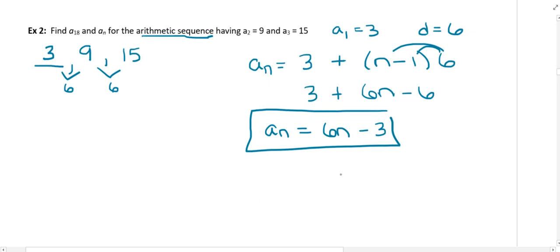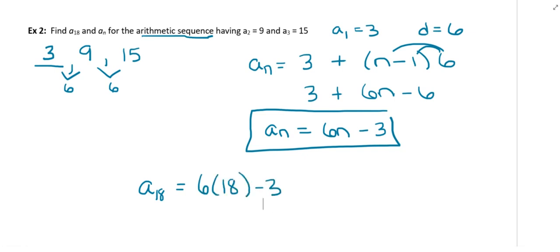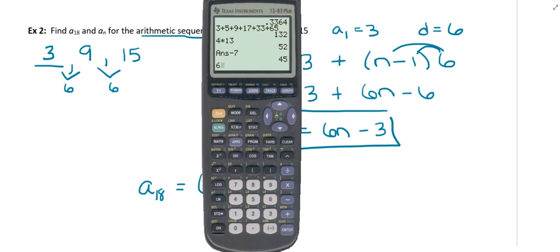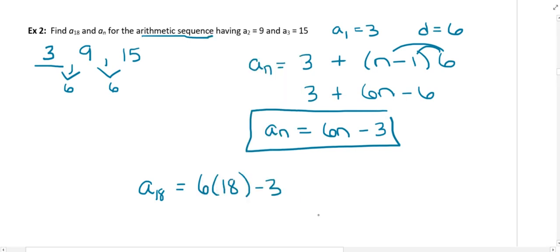And then we want to find the 18th term. So we'll go a sub 18 equals 6 times 18 minus 3. So 6 times 18 is 108, minus 3 is 105.